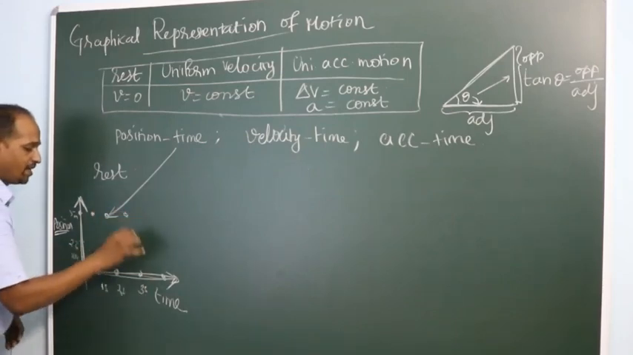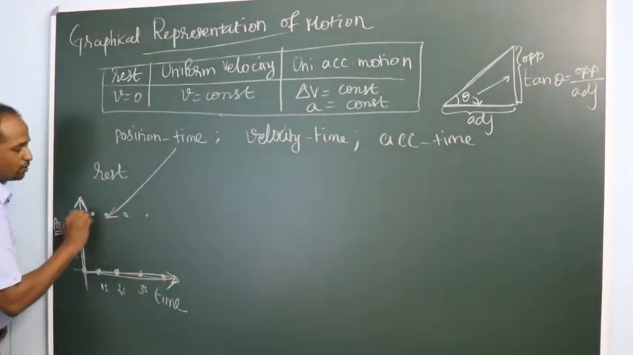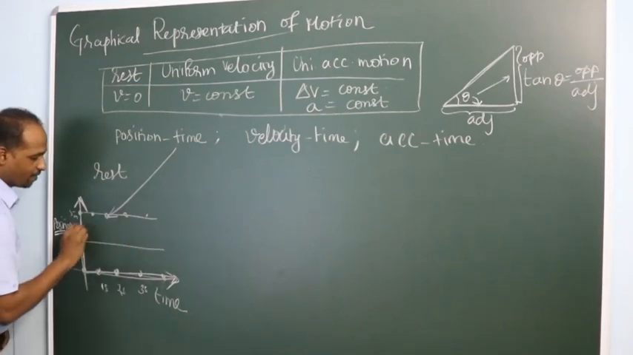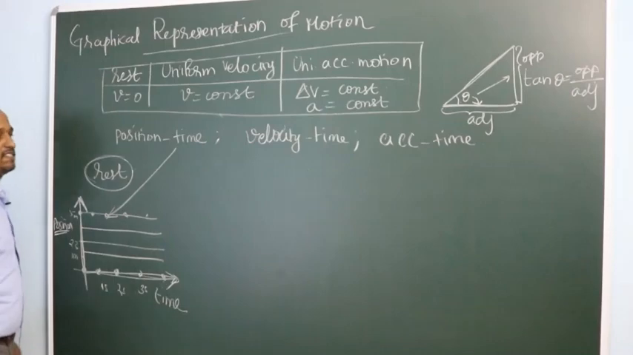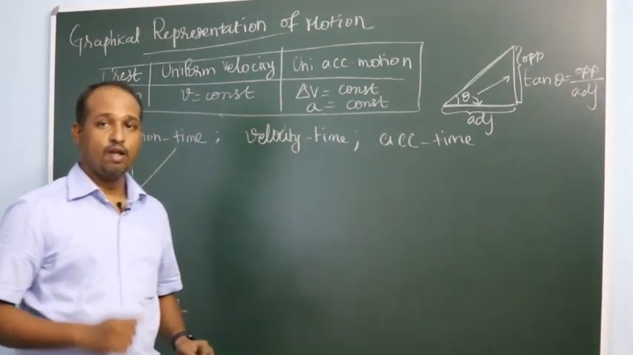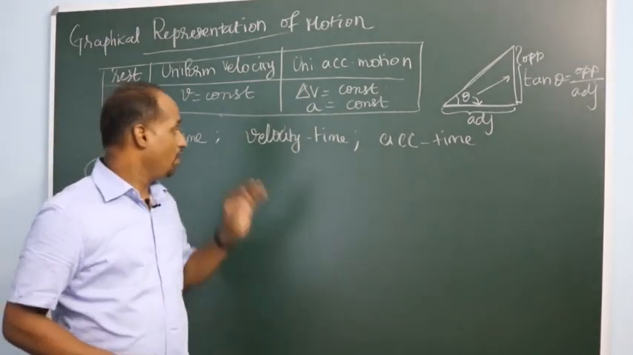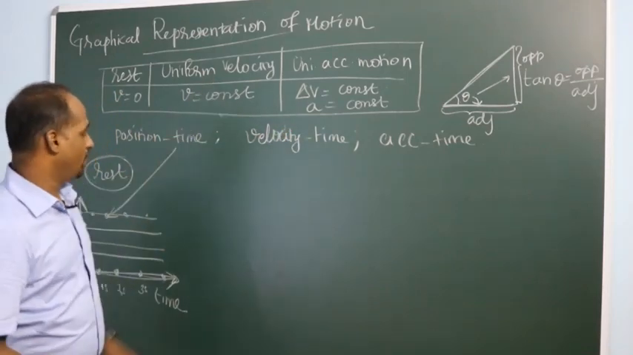After 3 seconds, 5 meter. After 4 seconds, 5 meter. So any graph which is parallel to time axis represents rest in a position time graph. So what about the position time graph for uniform velocity?